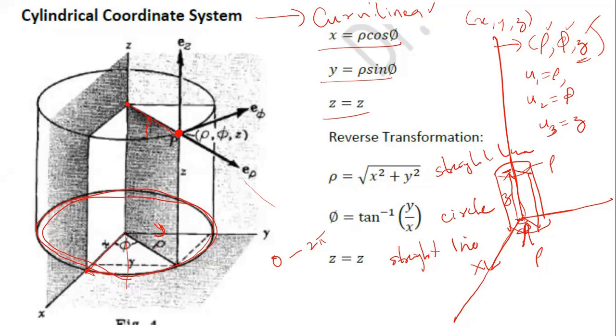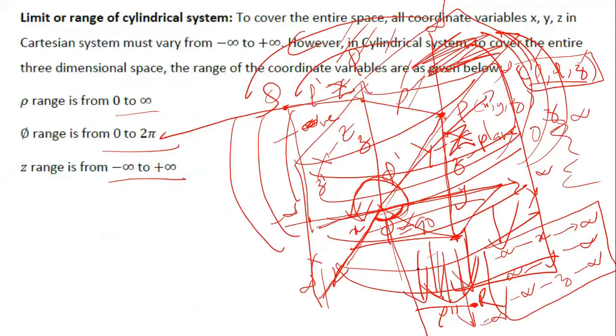There you can see that this is your y, this is your x, rho is the hypotenuse of this right angle triangle. This is 90 degree, so rho will be equal to square root of x square plus y square, and tan phi is y upon x, so phi will be tan inverse of y upon x, and z is simply z. So the z coordinate variable is a common coordinate variable in the case of cylindrical and Cartesian system.